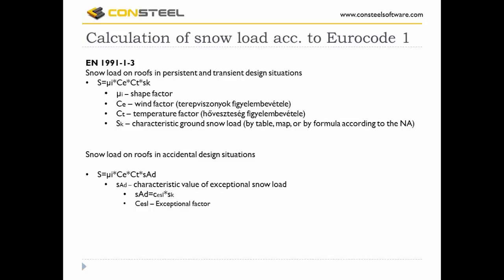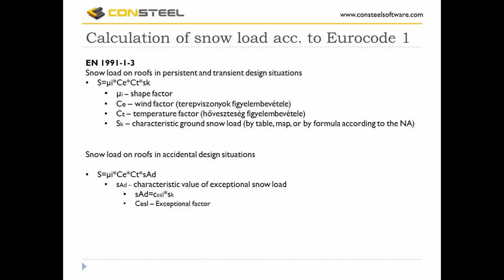The temperature factor is next, which is used to decrease the value of the snow load because of heat loss. Usually the value of this factor is 1, but for example in case of glass roofs, it can be lower than 1. Sk is the characteristic ground snow load, which can be calculated by a given formula or snow map according to the national annex.